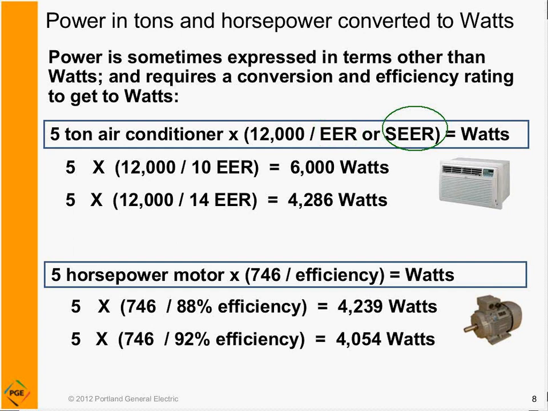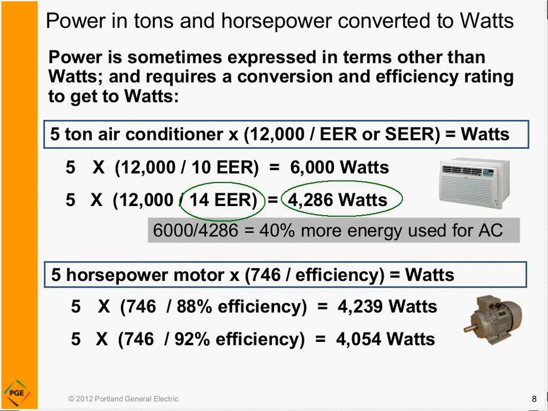These are pretty common terms, and in order to get to watts, you would take the tons and run them through this formula: times 12,000, divided by the rating, gives you the number of watts. What you can see here is that the one that has the higher rating uses a lot fewer watts. If you run the math, even though both these air conditioners provide the same amount of cooling, one uses 40% more energy than the other.